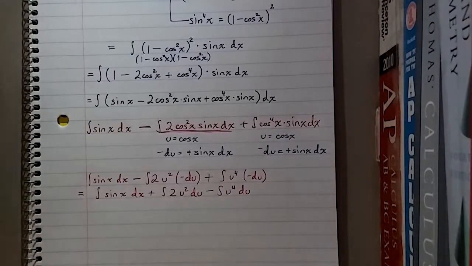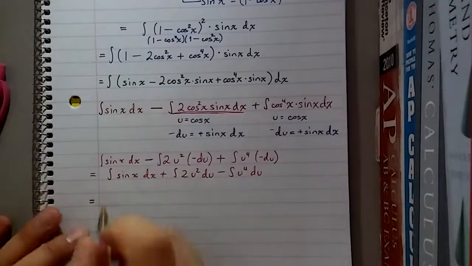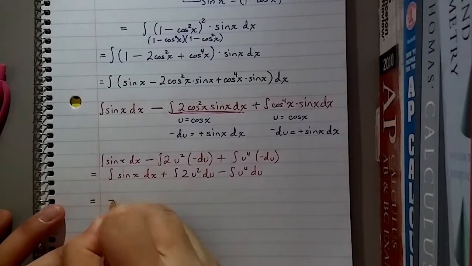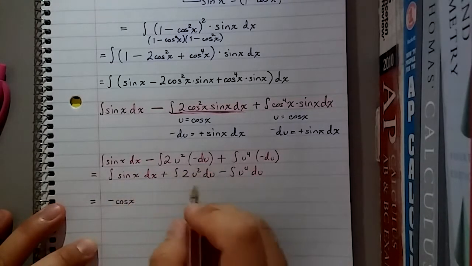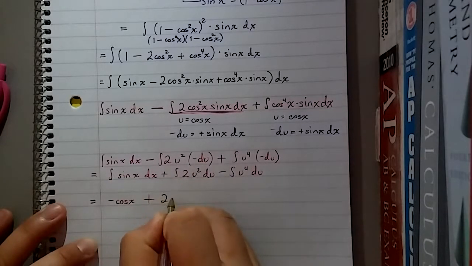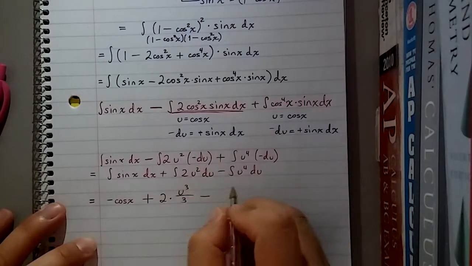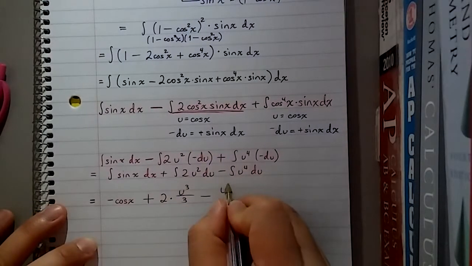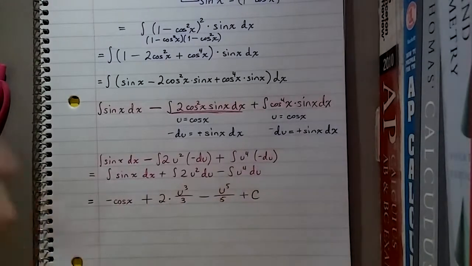Just 2 more steps. Integrate this thing. So integral of sine is negative cosine x. Easy enough. Integral of this is 2 times u cubed over 3, and that one is minus u to the 5th over 5. Don't forget the plus c.